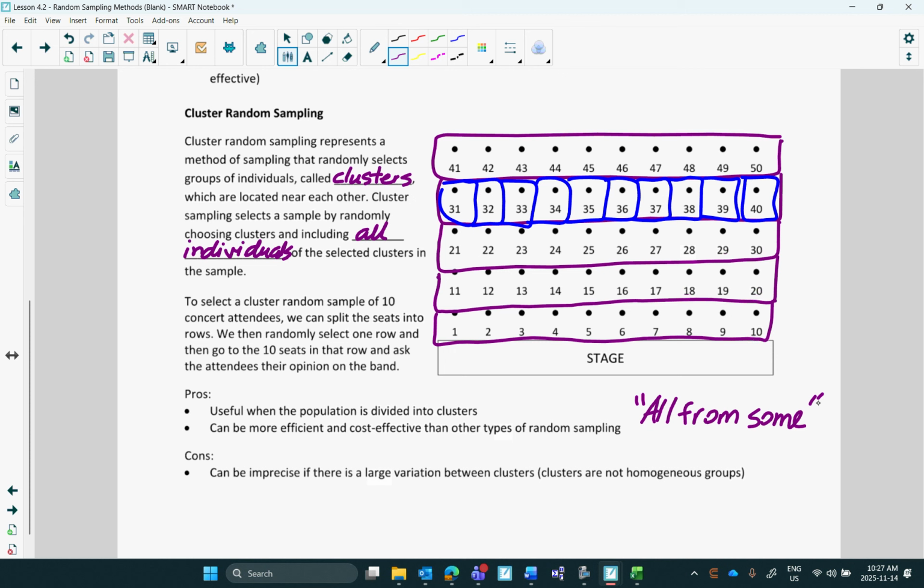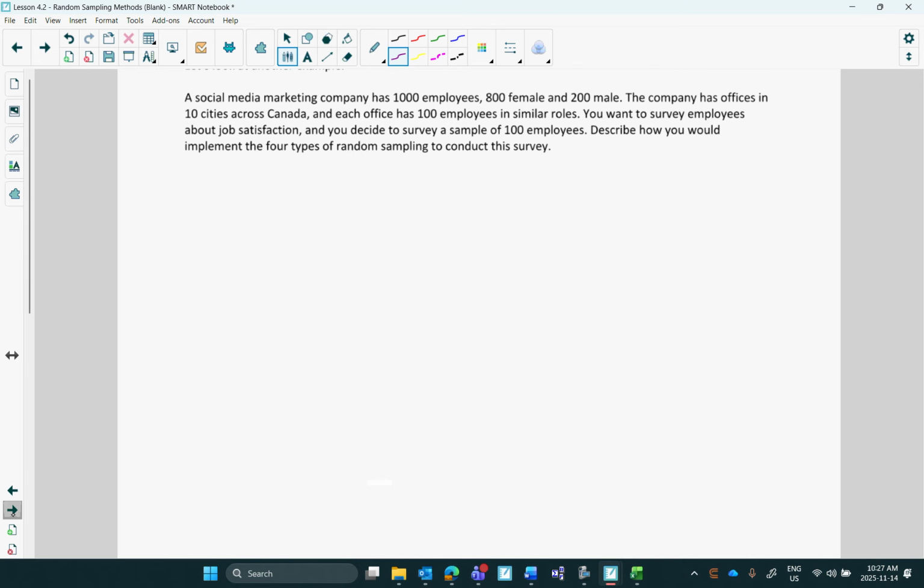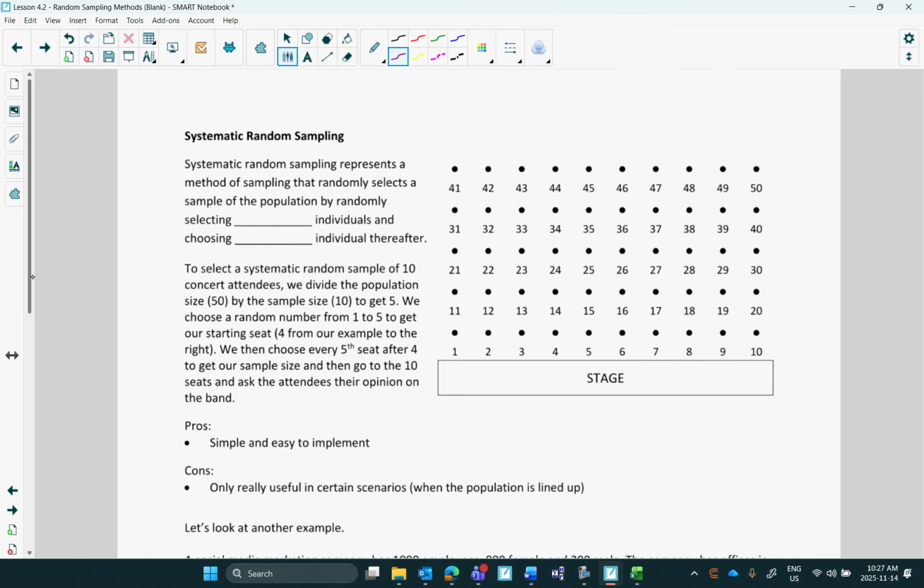So you can see that stratified is hard to implement, but gets a good representative sample. Cluster is easier to implement, but may not get as good a representative sample. So it's a trade-off. And finally, systematic.